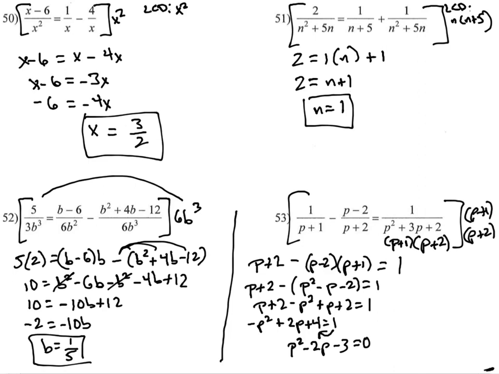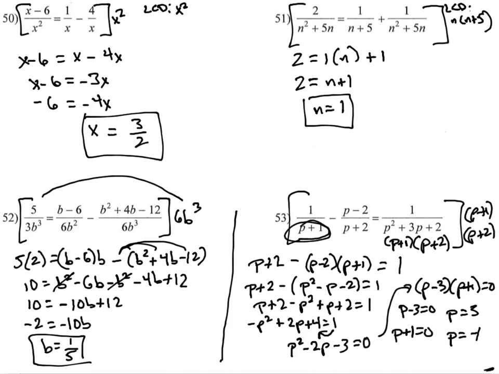And then we're going to factor. Bring it up here. So that'll be p minus 3 times p plus 1 equals 0. p minus 3 equals 0, and p plus 1 equals 0. So p equals 3, and p equals negative 1. So quick check. If you notice this right here, if p equals negative 1, that would be 0. So that cannot work. So our only solution is p equals 3.